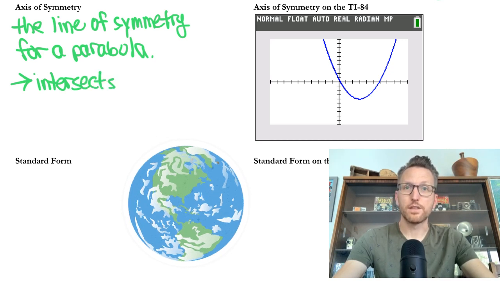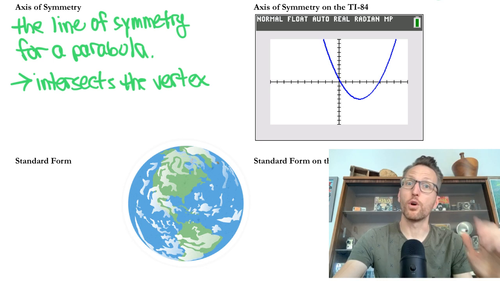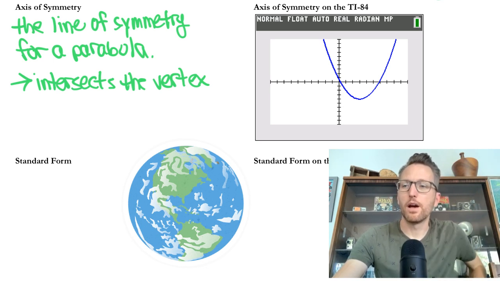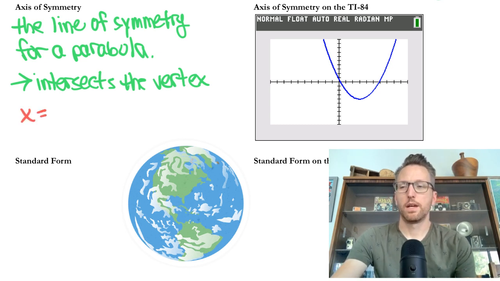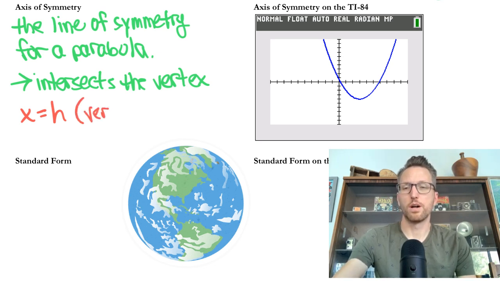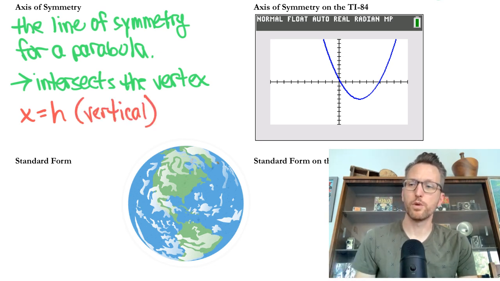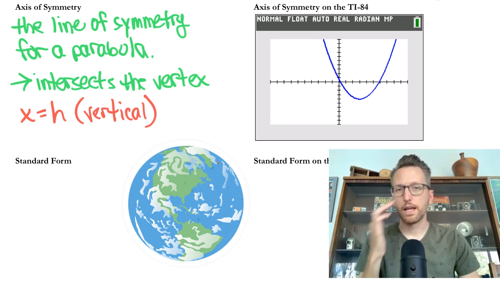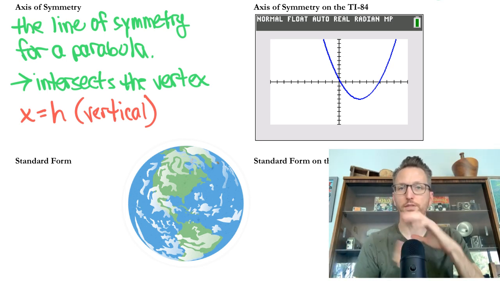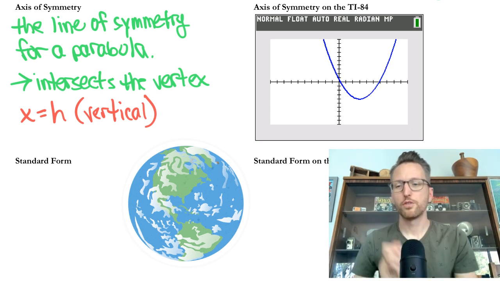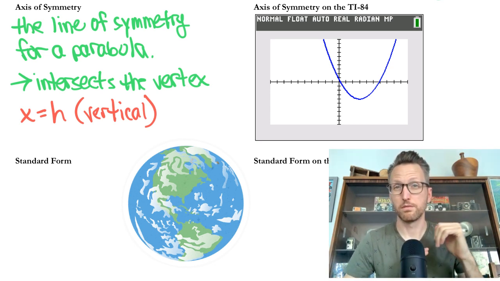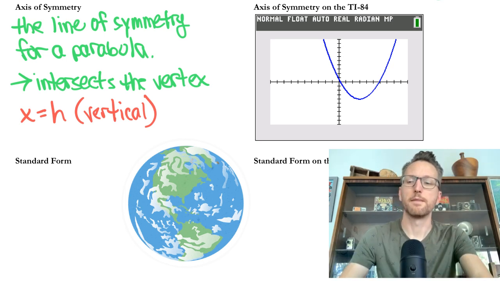And it intersects the vertex. So it goes right through the vertex, just as the axis of Earth would go right through the core of the Earth, the center. Now, the equation of that line is x equals h. And this is all assuming we're dealing with quadratic functions which are vertical or horizontal. Later on, in an advanced algebra 2 or pre-calc course, we could study conics, and a parabola is a conic section, and you could have sideways parabolas. So the axis of symmetry would be a horizontal line.